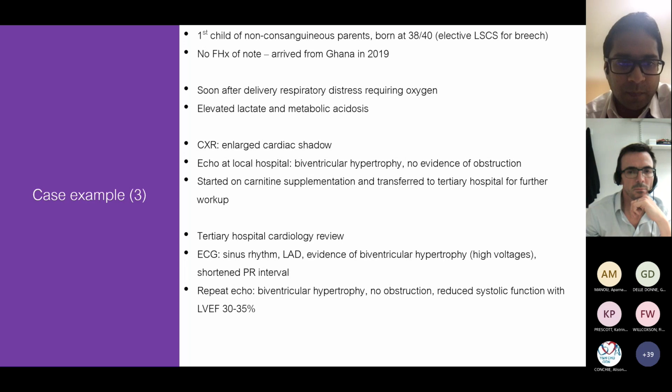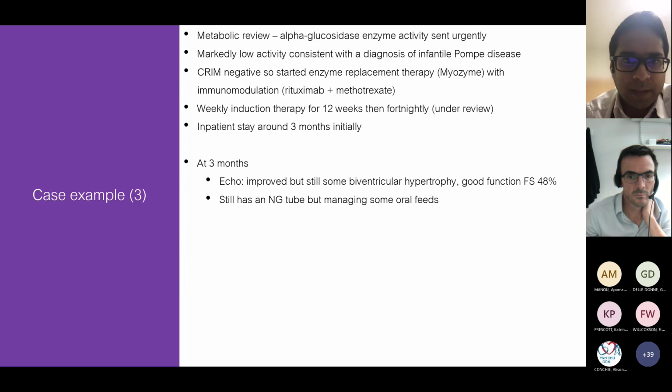And we had a repeat echo that confirmed biventricular hypertrophy, and an ECG that showed high voltages and a shortened PR interval, which Grazia already mentioned, as one of the features that we might see in Pompe disease. And we confirmed this on enzymes, so the alpha glucosidase enzyme was urgently confirmed as deficient, and we started treatment fairly early on.